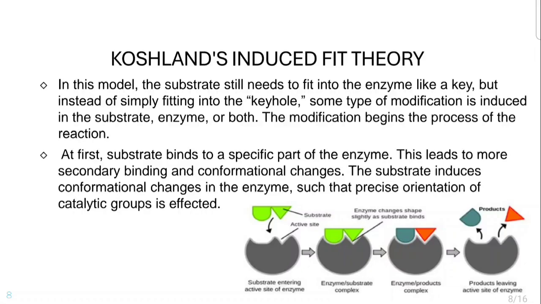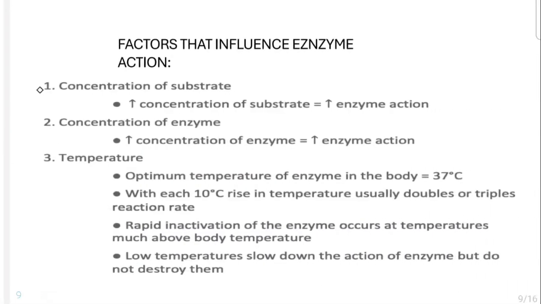So Koshland's theory is still similar to Fischer's, but your enzyme can modify itself or your substrate can modify itself in order to fit with your enzyme or substrate. That is the additional modification process he describes. So either the enzyme changes shape or the substrate does, in order for them to fit essentially.